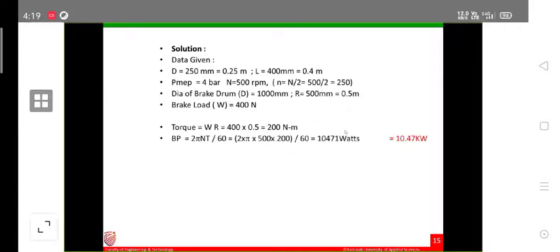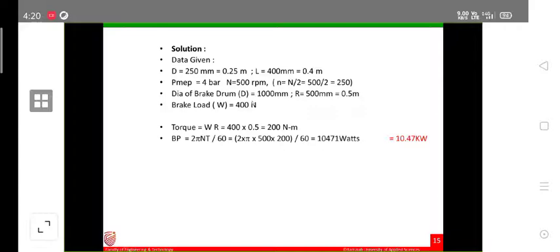Here they have not directly given the value of torque. Indirectly they have mentioned the brake drum diameter as well as the brake load. Sometimes they give the weight in kg, sometimes in Newton. If it is given in Newton, no need to convert again, because it's already in Newton, so no need to multiply by 9.81. Suppose in the same problem they had mentioned 400 kg, then you need to multiply by 9.81 additionally to convert kg into Newton. Please remember that, and then solve the problem.